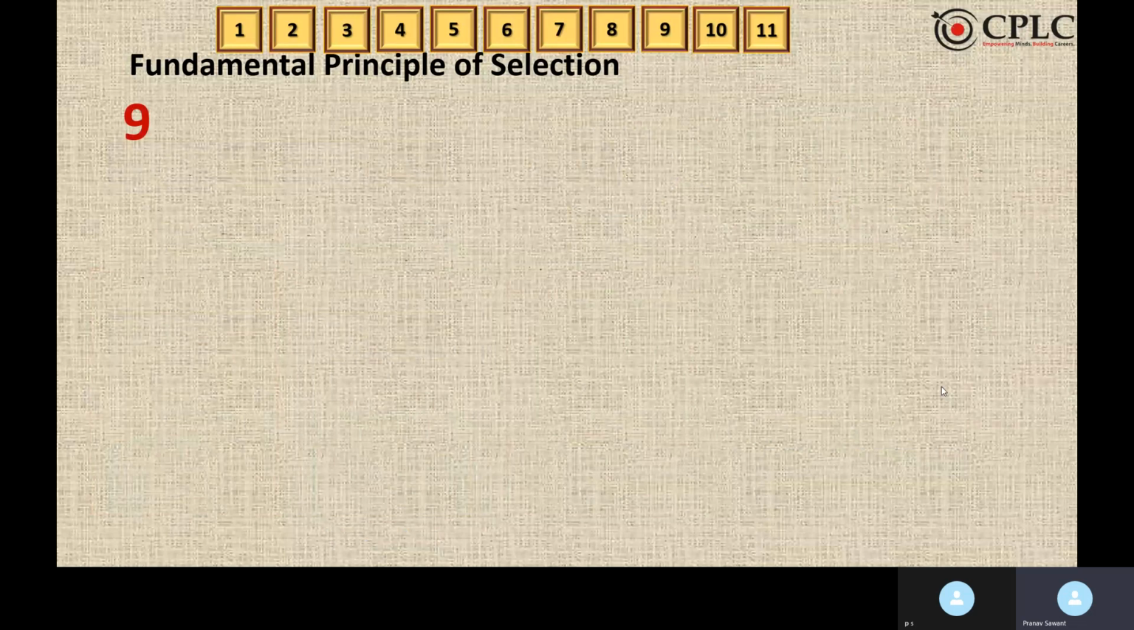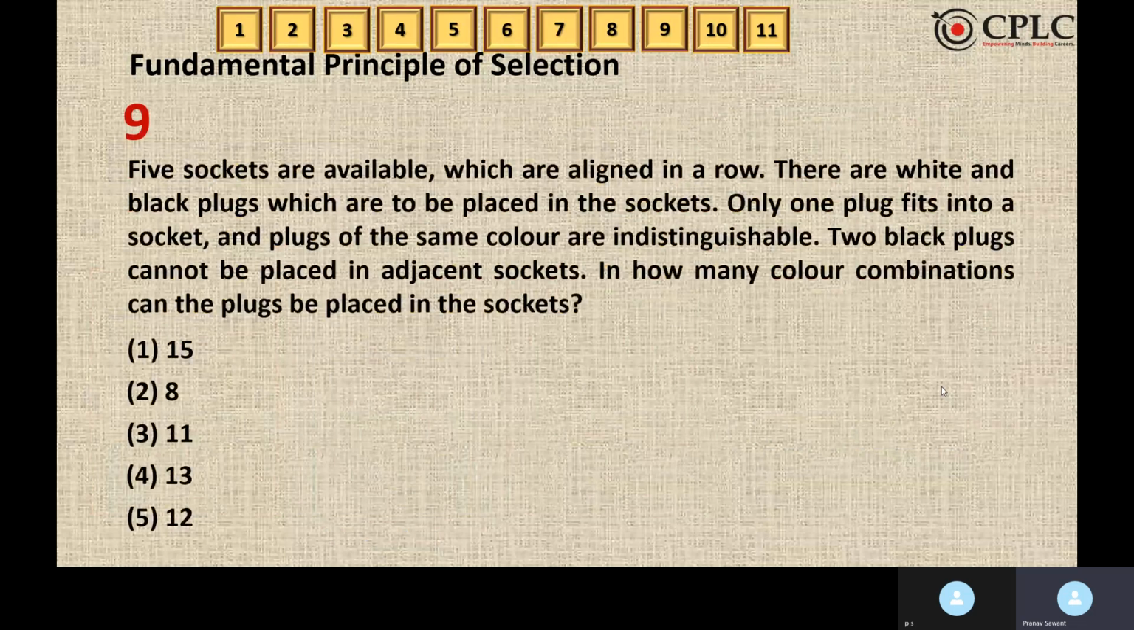Moving to the next question. 5 sockets are available which are aligned in a row. There are white and black plugs which are to be placed in the sockets. Only one plug fits into a socket and the plugs of the same color are indistinguishable. Two black plugs cannot be placed in adjacent sockets. In how many color combinations can the plugs be placed in the sockets?